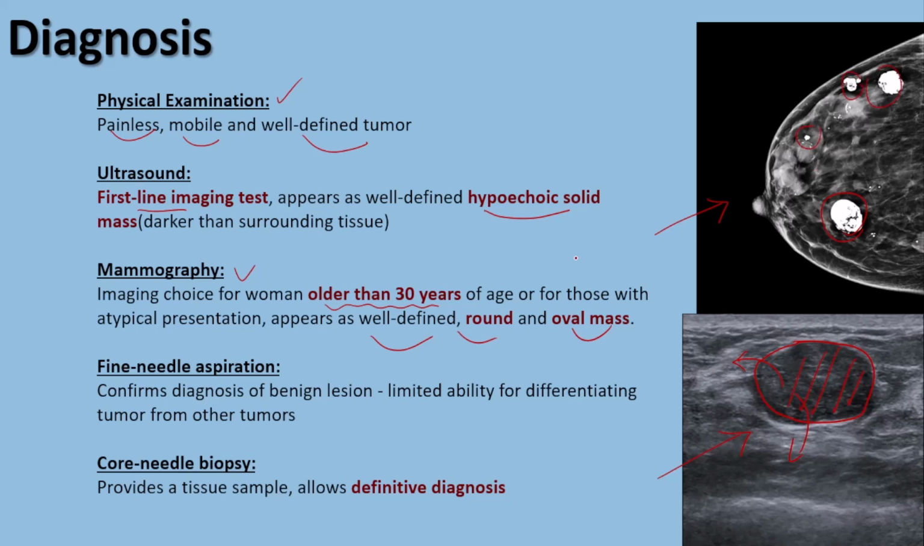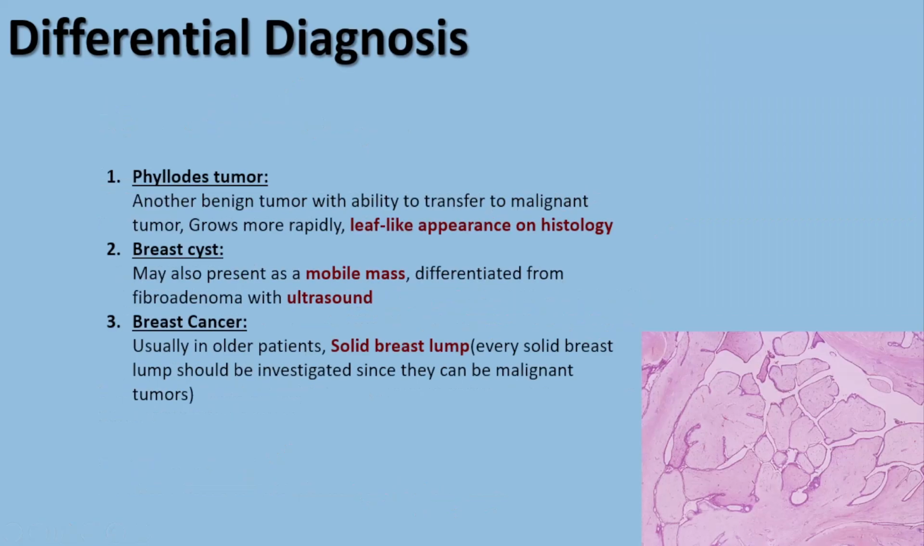Another test that we can do is fine needle aspiration, which confirms the diagnosis of a benign lesion. But note that fine needle aspiration has limited ability for differentiating this tumor from other tumors because it's not gaining enough tissue of the breast and enough tissue of the tumor, so the structural features of the tumor cannot be fully understood by the fine needle aspiration. If you need a definitive diagnosis, you need to do core needle biopsy, which gives you a definitive diagnosis of fibroadenoma.